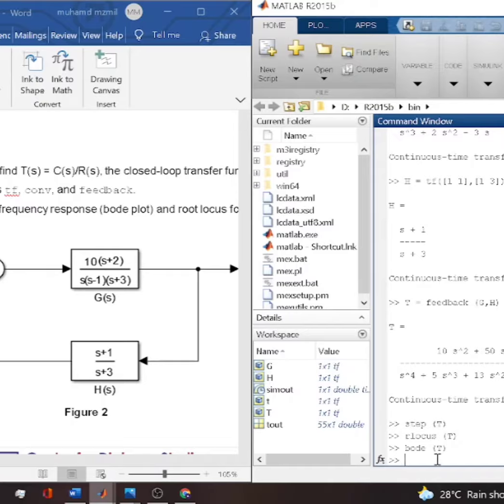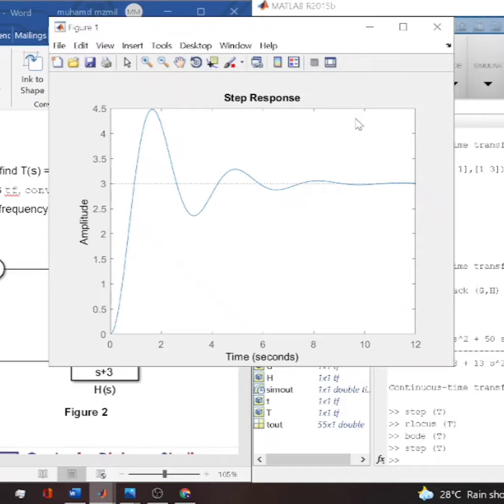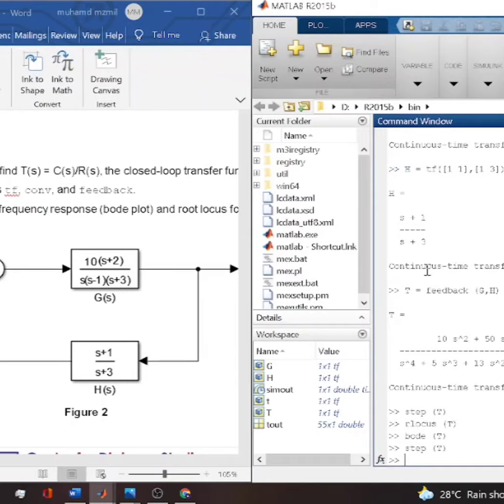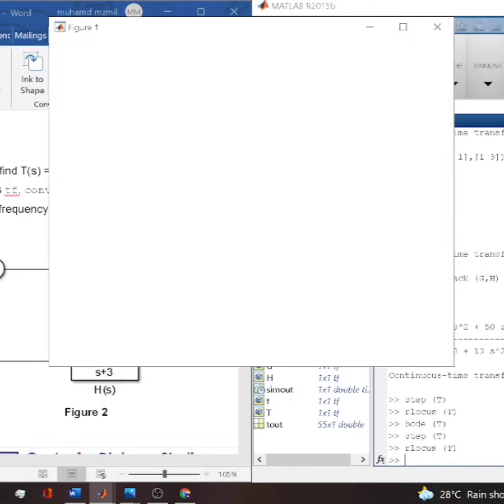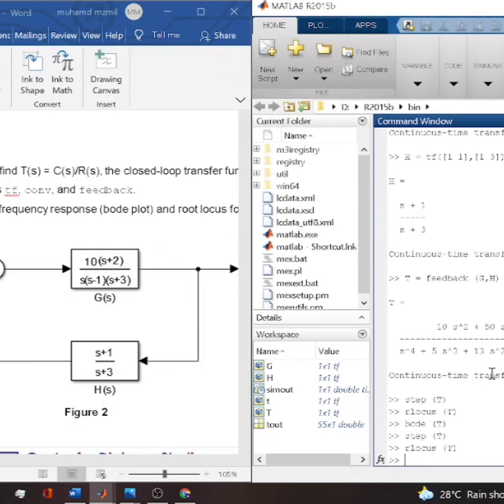Okay, for the final step, for the step, we just type step T and enter. Then this is the first step response. Okay, and then for the second, use our first for the K. Then we run. Okay, this is the second response.